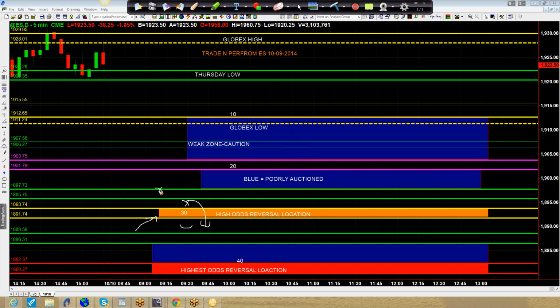Depending on where we are in the range, I either bring that stop up or I leave it where it is. The only place I'm willing to take today a complete stop without any questions is this 1882 and a quarter to 1880 and a quarter.